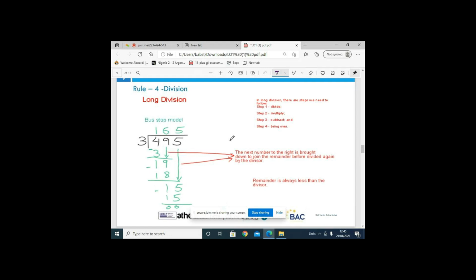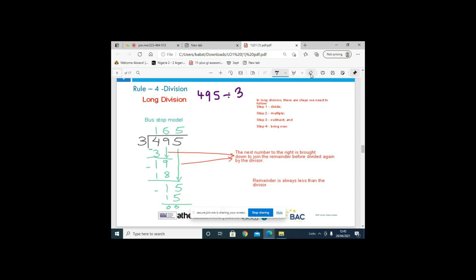Let's now do division now. So we want to divide. Again, this is called the long division method. Short divisions are actually very easy to understand. So the first step here is that they ask us to divide what? 495 divided by 3.